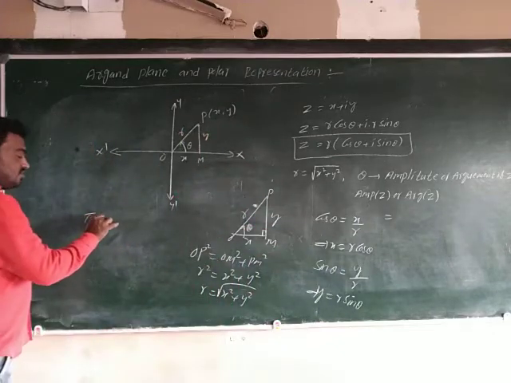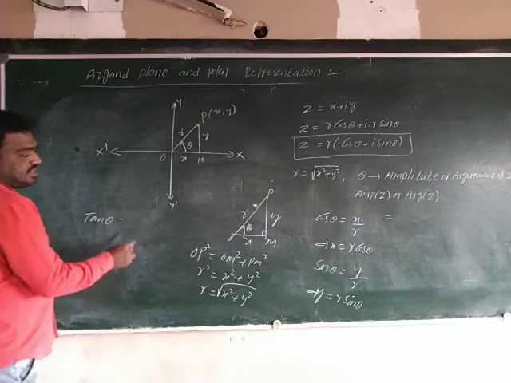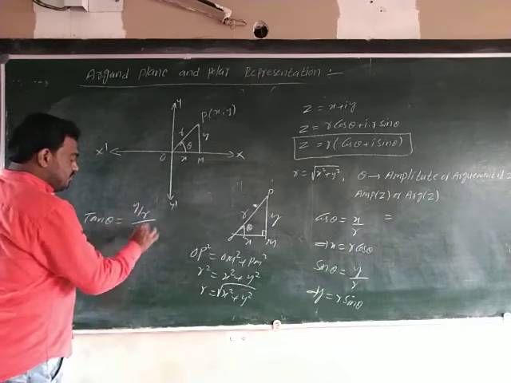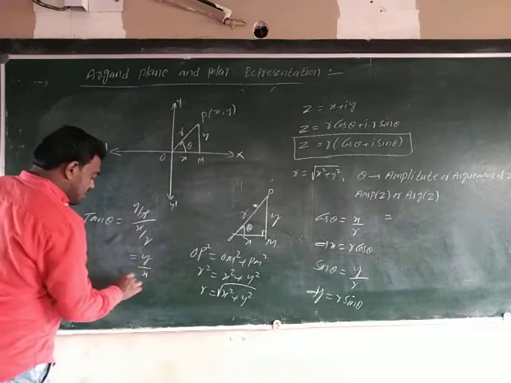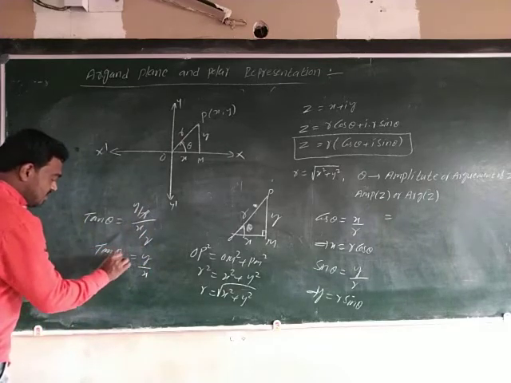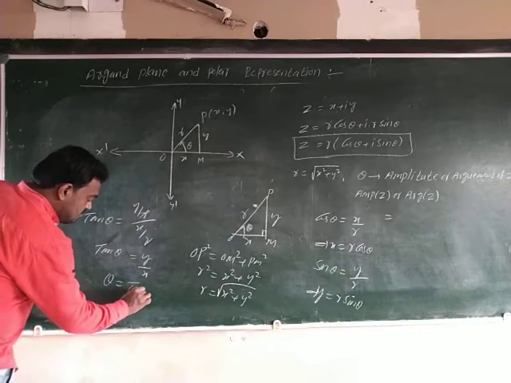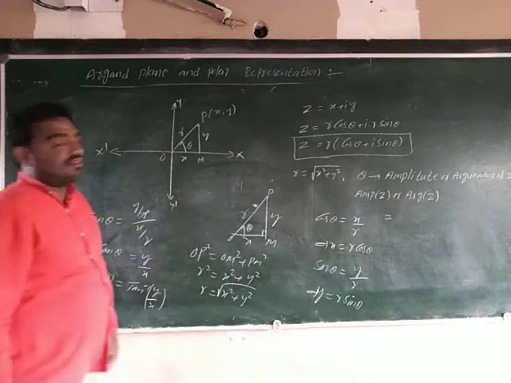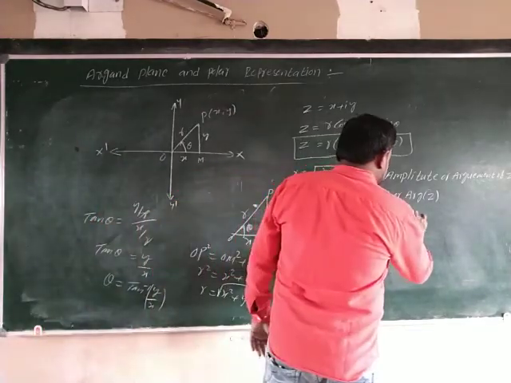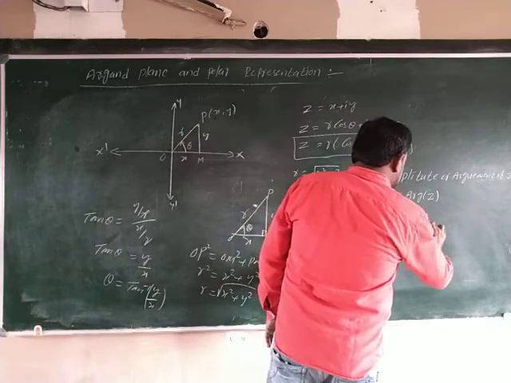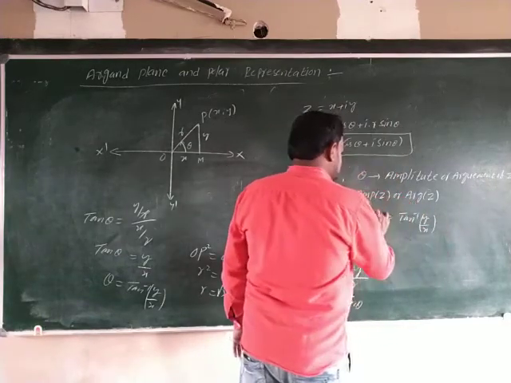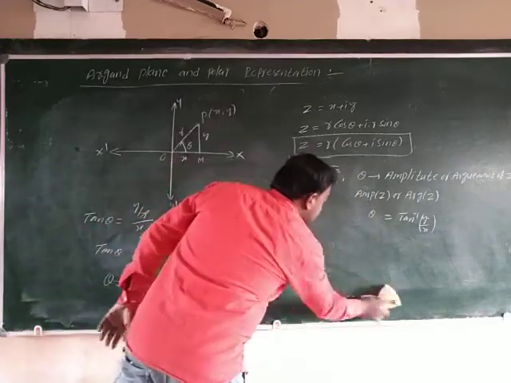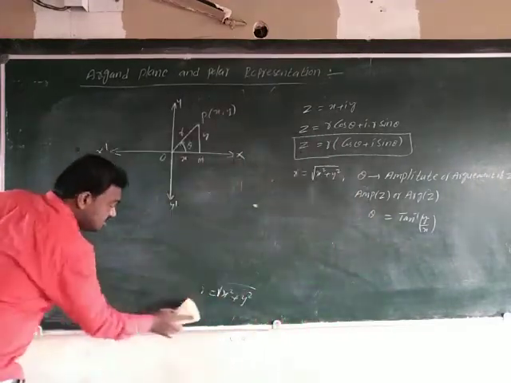Tan theta is equal to what? Sin theta by cos theta. What is sin theta? Sin theta is y by r, cos theta is x by r. The r gets cancelled, which is equal to y by x. That is, tan theta is equal to y by x. From this, theta is equal to tan inverse of y by x. Remember this.